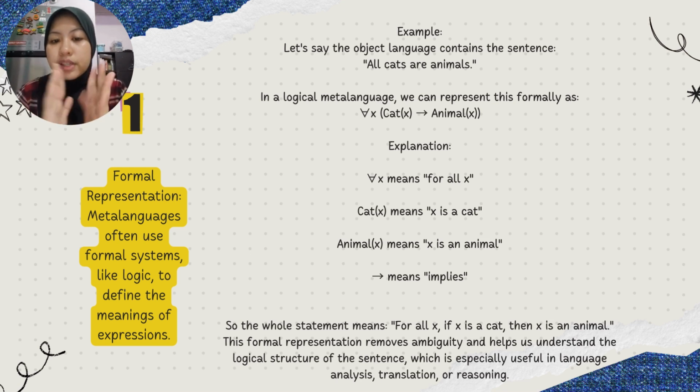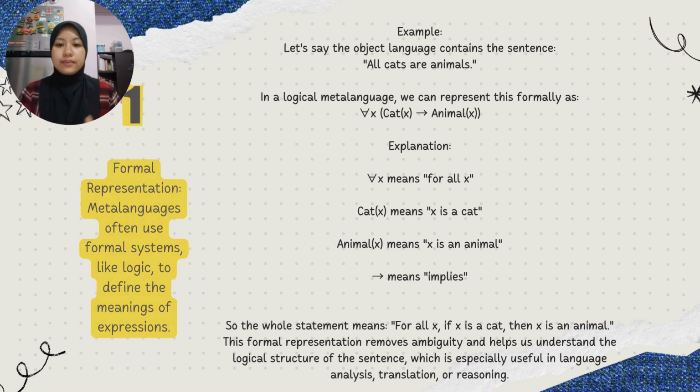The explanation for this symbol is that the upside down triangle, X, means for all X, and cat X means X is a cat. Moving on, animal X means X is an animal. Meanwhile, the arrow implies. So the whole statement means for all X, if X is a cat, then X is an animal. This formal representation removes ambiguity and helps us understand the logical structure of the sentence, which is especially useful in language analysis, translation, or reasoning.